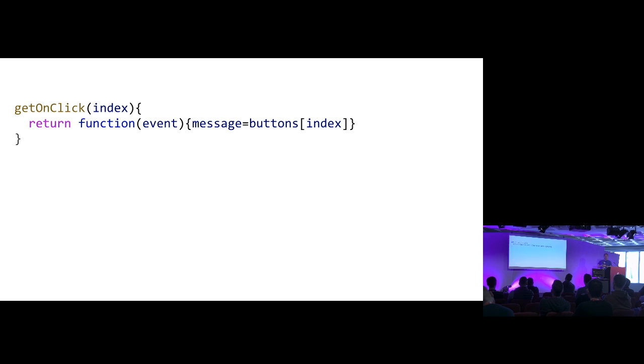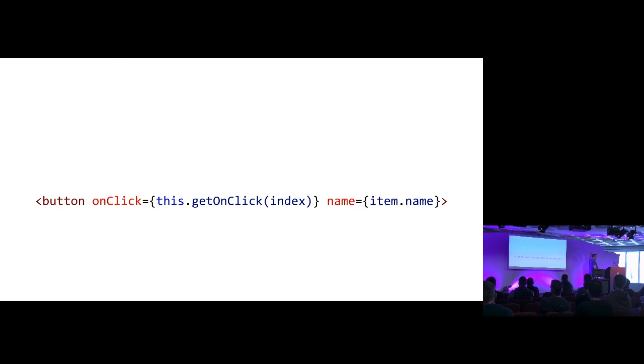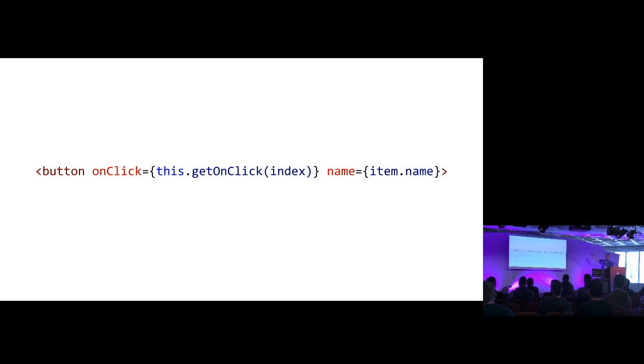pass. Now, where does index come from? From the closure of the function, right? So closures basically mean this function right here, function event, has access to the larger scope when it was created. So this index flows through from the same place. So basically what I could do is I could say, hey, get on click index from my click event handler. And it's done, right? So that's currying.